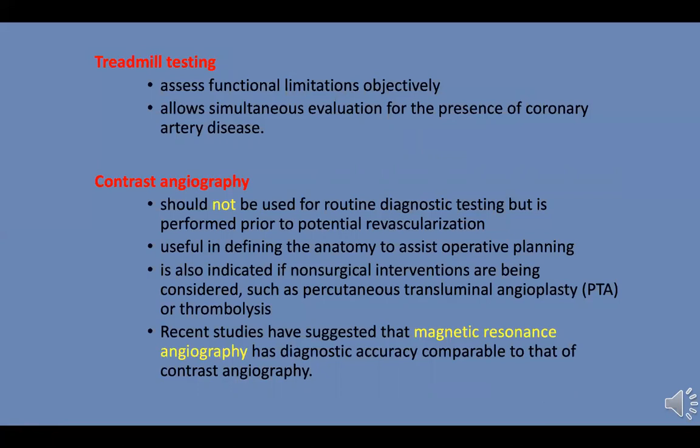Contrast angiography should not be used for routine diagnostic testing, but is performed prior to potential revascularization. It is useful in defining the anatomy to assist in operative planning. It is also indicated if non-surgical interventions are being considered, such as percutaneous transluminal angioplasty or thrombolysis. Recent studies have suggested that magnetic resonance angiography has diagnostic accuracy comparable to that of contrast angiography.